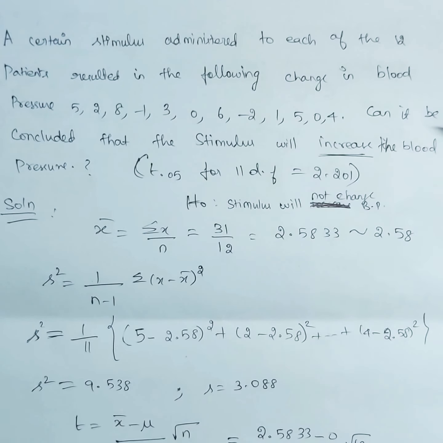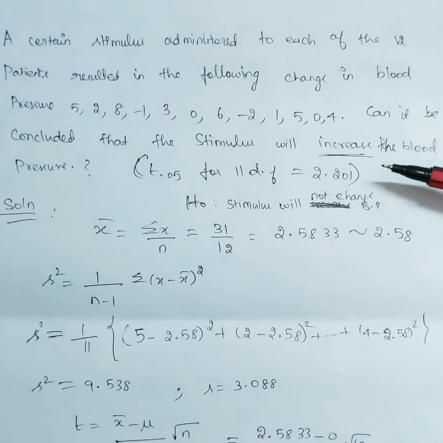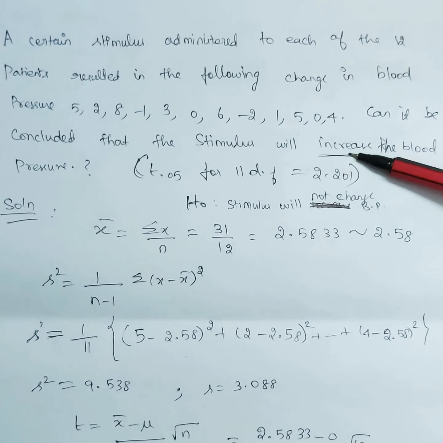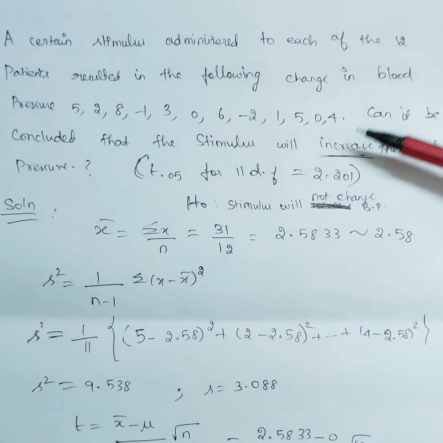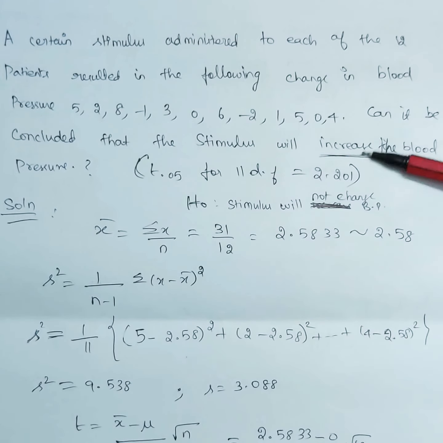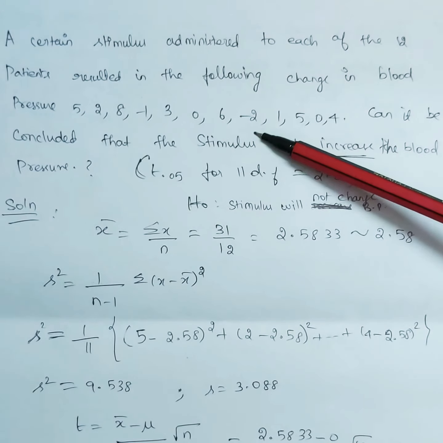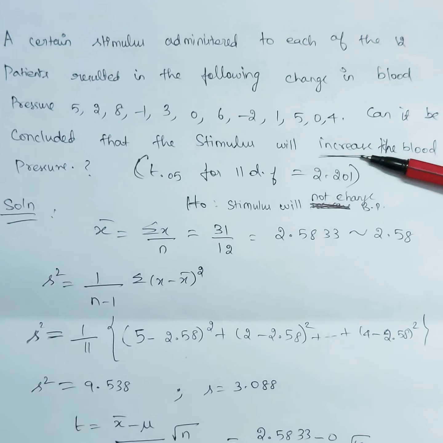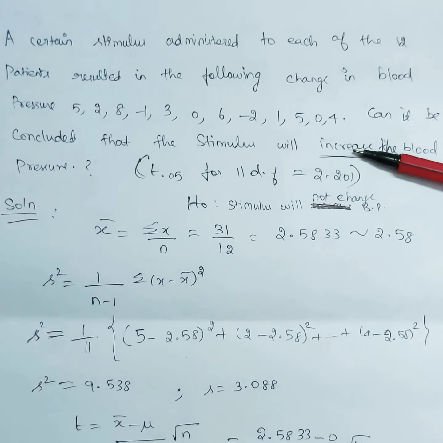Okay. Now coming to the hypothesis, can it be concluded that the stimulus will increase the BP? So I told you there is a mistake, right? It should be: can it be concluded that the stimulus will affect or change the BP? Because it is not always an increase, right? There is a case of decrease also. So this is a negligible mistake, but when you are writing the hypothesis, you have to be careful.